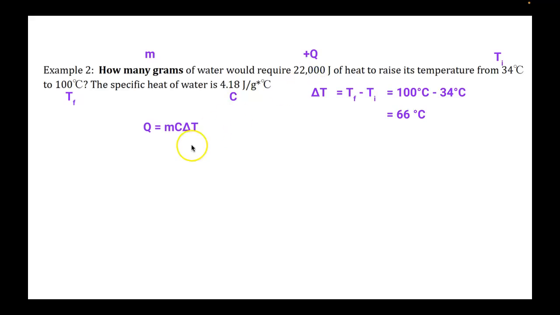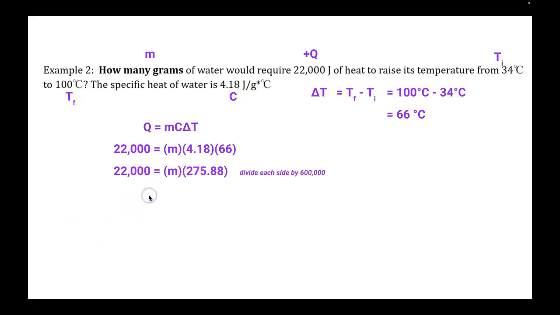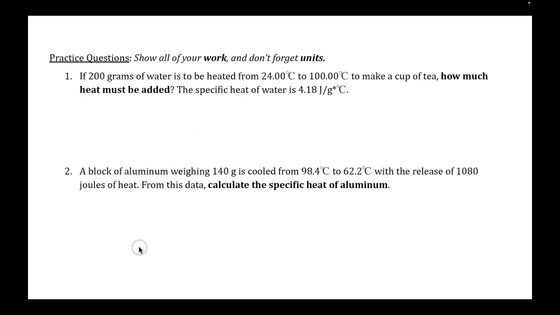We use our equation Q equals mcΔT, and we solve for m. Again, you could isolate the variable before plugging in your numbers to get m equals Q over c delta T. And we do our math. Of course, we need to now divide each side by 275.88, to get 79.7 grams of water is what we have.